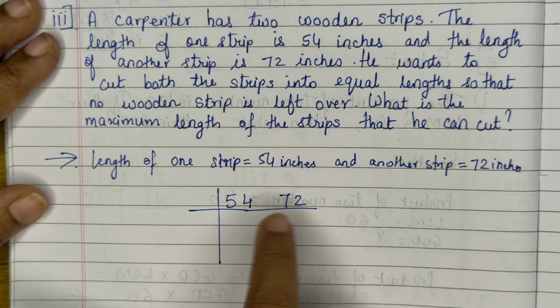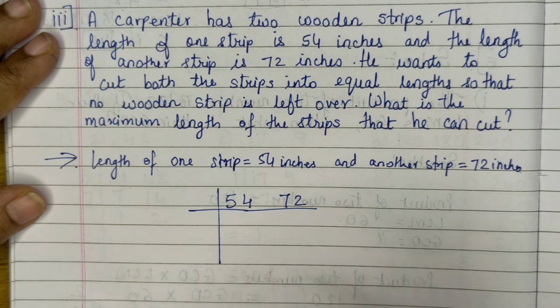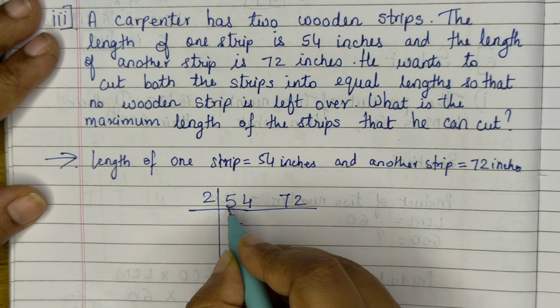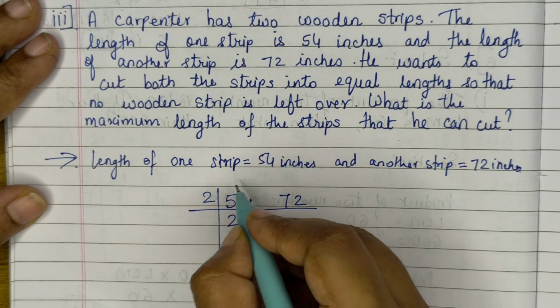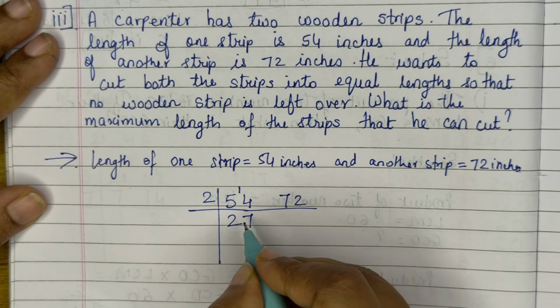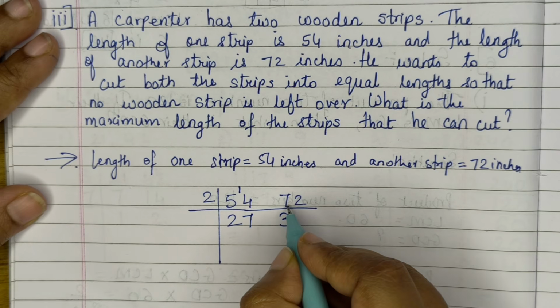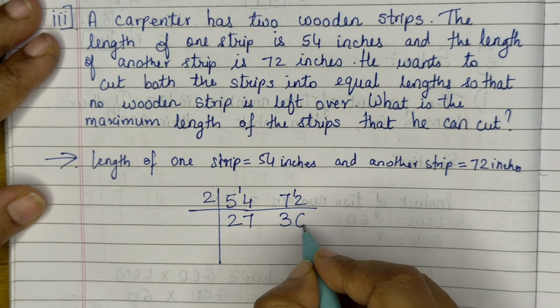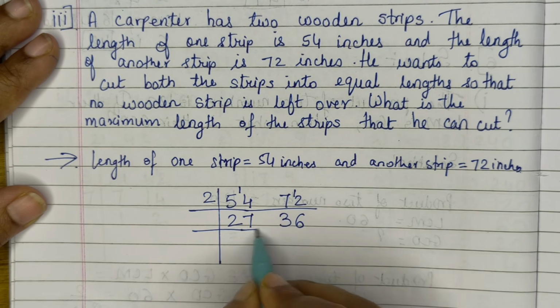Last number is 4. Last number is 2 here. Okay, that means we can take 2 times table. 2 2s are 4 in this. 2 2s are 4 in this. Carry 1. 2 7s are 14. 2 3s are 6 in this. Carry 1. 2 6s are 12.